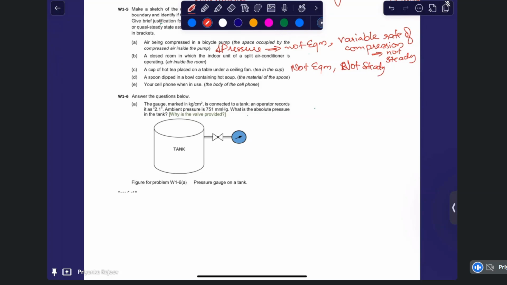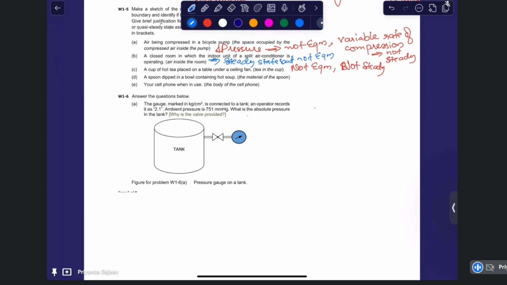This one is equilibrium. Okay. Steady state is there, but not equilibrium.